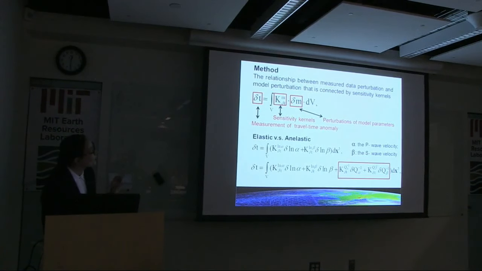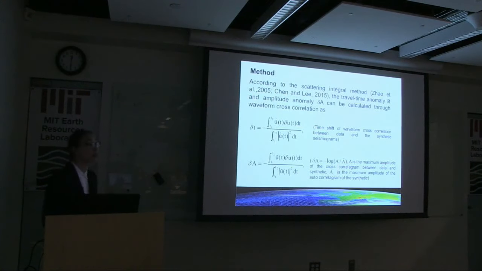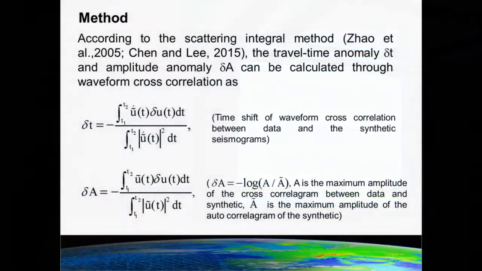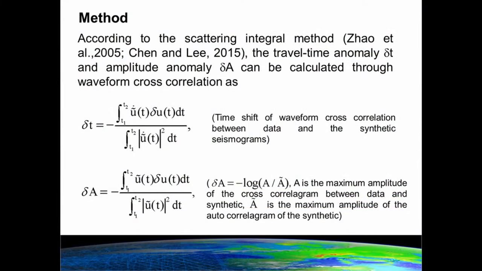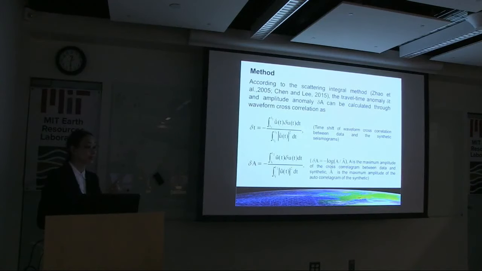It's based on the scattering integral method, and this method uses cross-correlation. So we will do the cross-correlation of data and synthetics and measure the time shift between the data and the synthetic, and also the amplitude difference. Do you have to identify the phases? Yeah, the phase is like the travel time. We are doing it in the time domain.